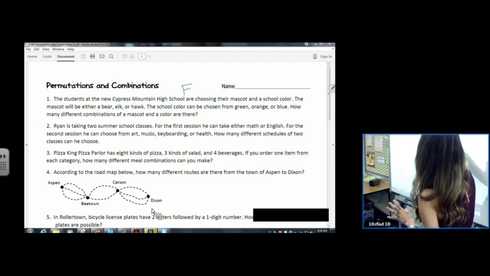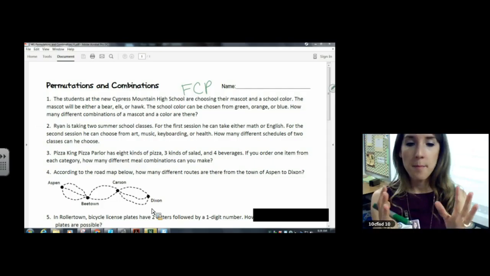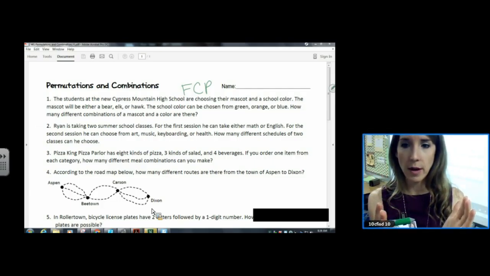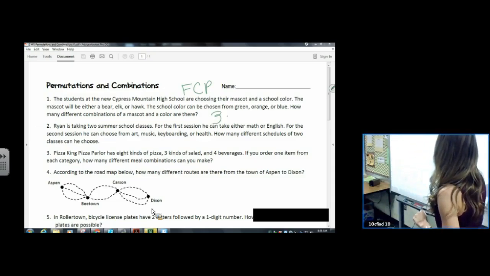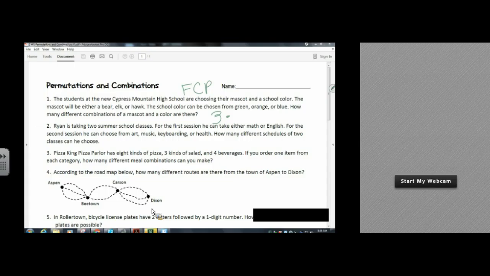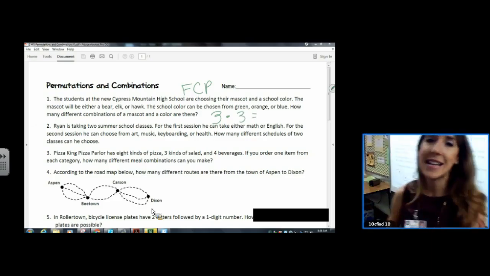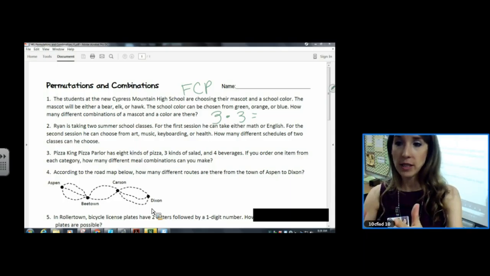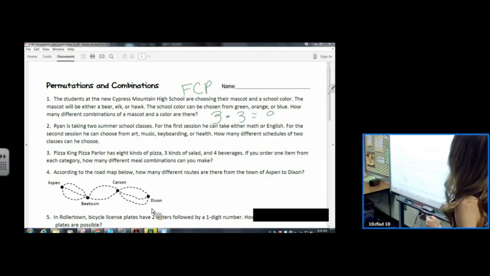But fundamental counting principle means take everything from your options, your choice number 1, bear, elk, or hawk. Take all of the number of choices and then multiply them by the number of choices you have in category 2, green, orange, or blue. You multiply the number of choices in each category. So category 1, how many choices? Category 2, how many choices? And you simply multiply them. So this one is literally just 3 times 3 is 9.